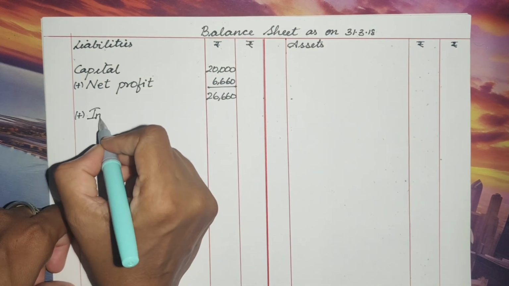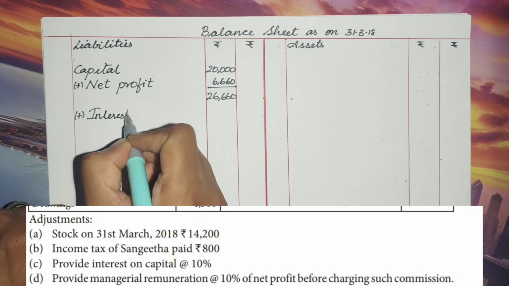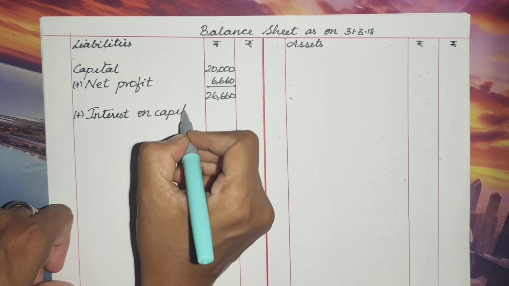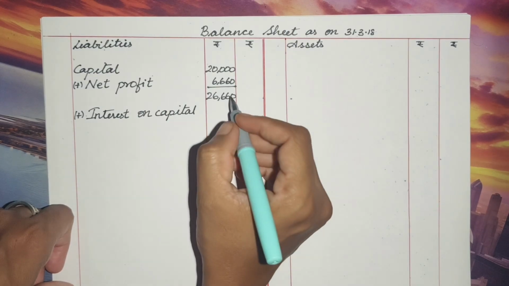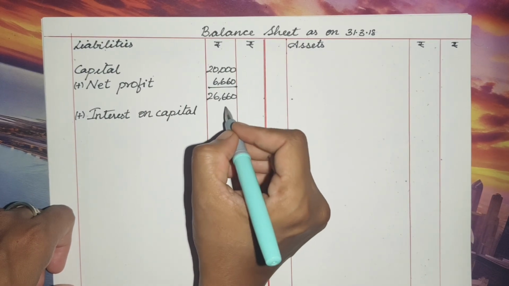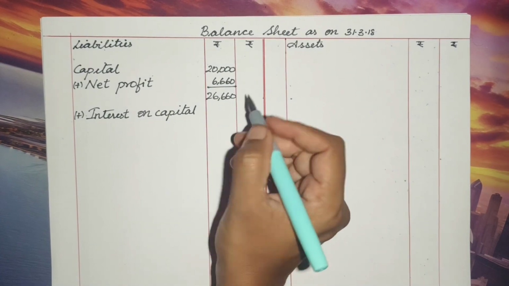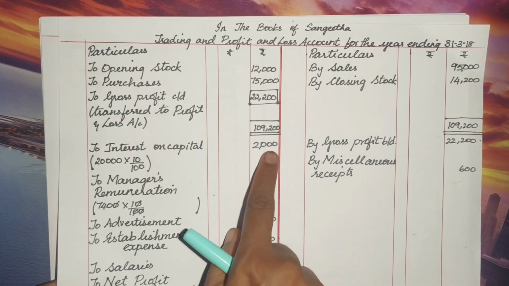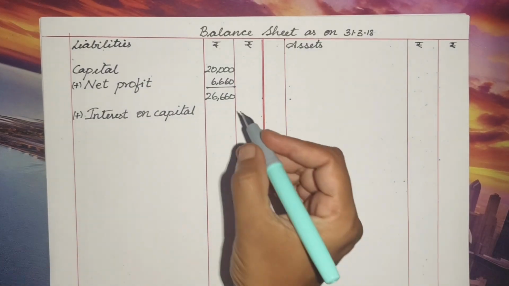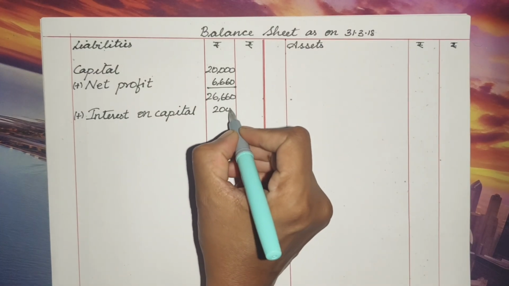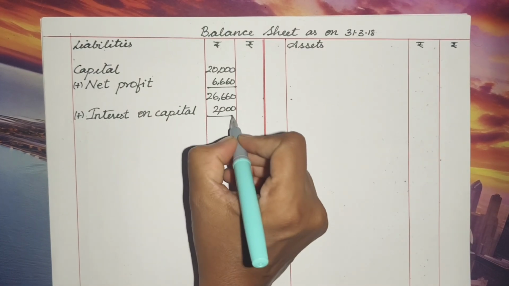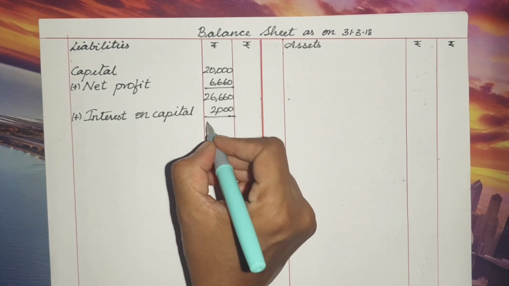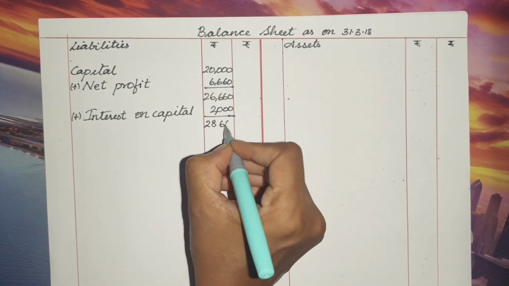With this, we are going to add the interest on capital adjustment, which is given there in the problem, with the capital because it is interest charged on the capital. So we found out interest on capital from the profit and loss account, which was 2,000 rupees. So I've shown it to you over there. We have already calculated, so you can just take the profit and loss as reference, 2,000 rupees. Now when you add this, you'll get 28,660.